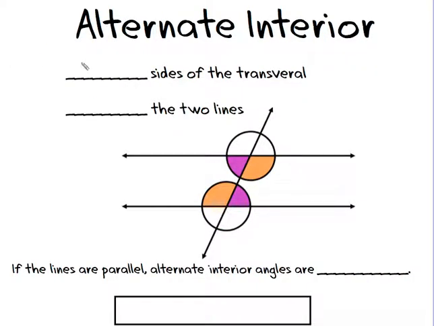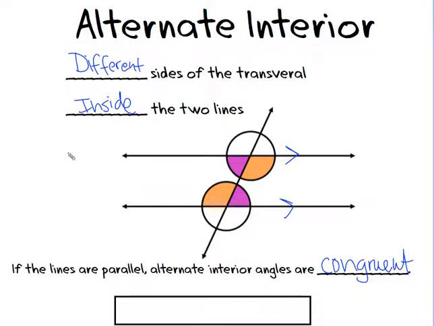So alternate interior angles are on different sides of the transversal and inside the two lines. And when the lines are parallel, alternate interior angles are also congruent. And here's how you would abbreviate that.